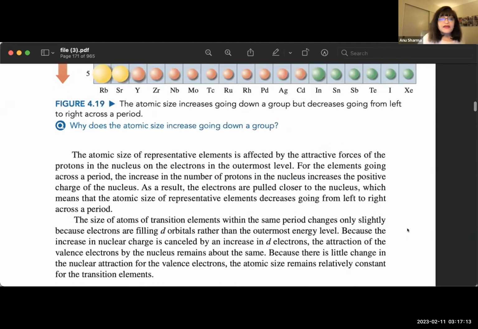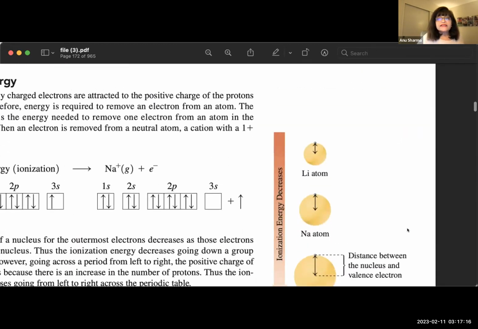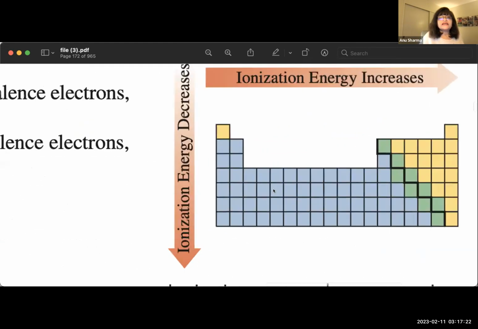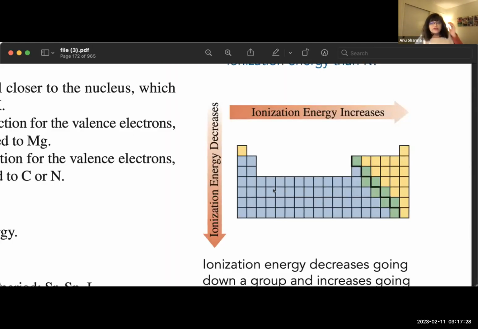Okay, next is the other one, ionization energy. Ionization energy is the energy to remove the electrons, to create a positively charged cation. It's very difficult to remove the electrons of these, especially all the atoms that are present on this side. The ionization energy is more, meaning you need to provide more heat, more light, or more energy from your side to remove the electrons. It's not easy. So that's why the energy is high.